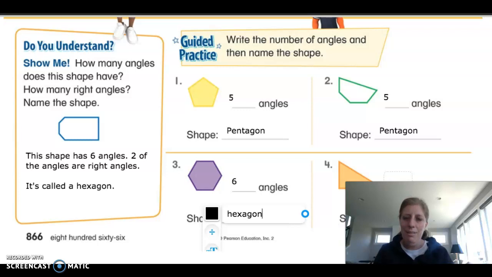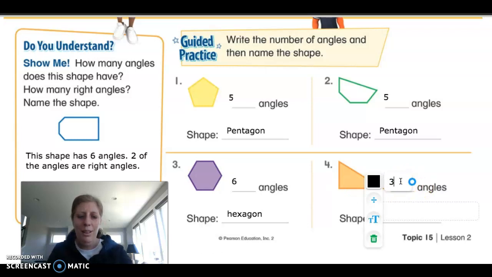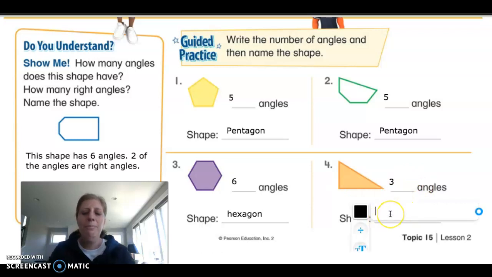And the last one over here, how many angles? 1, 2, 3. And 3, do you remember what 3 is? Which prefix do we use? Triangle.